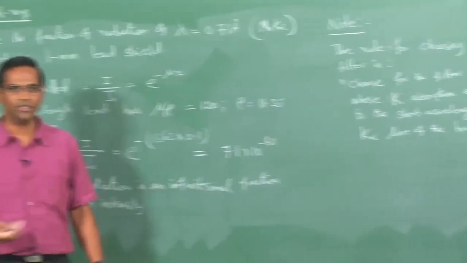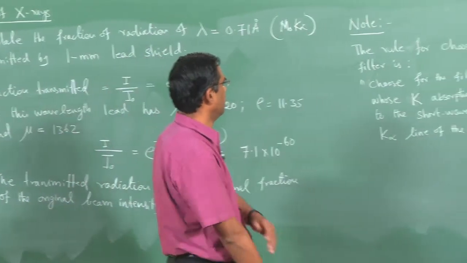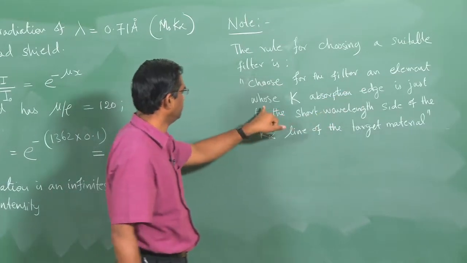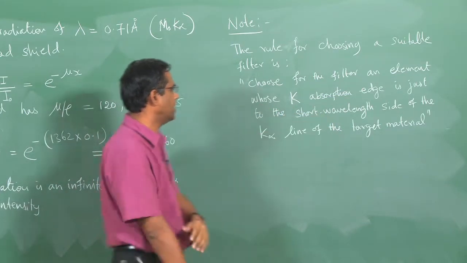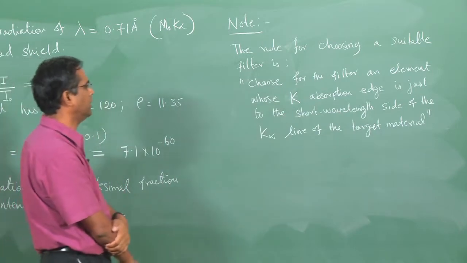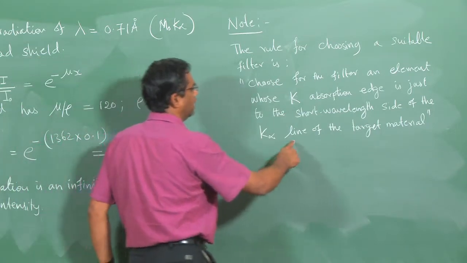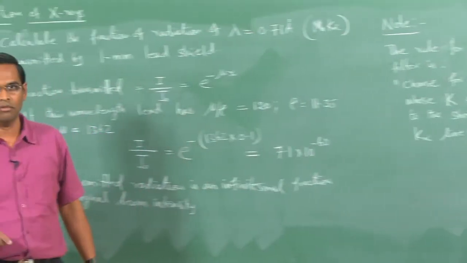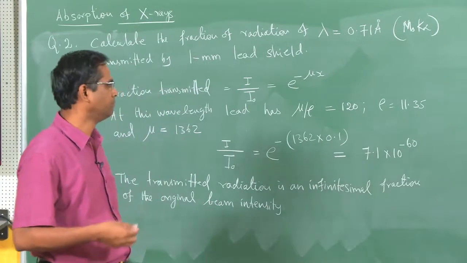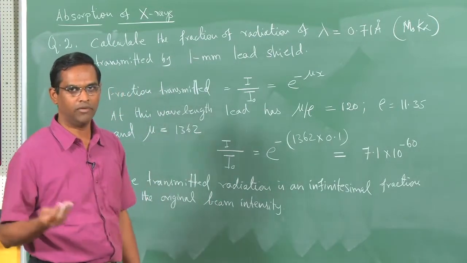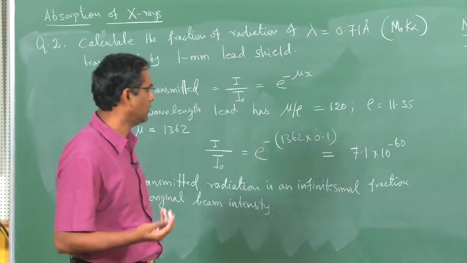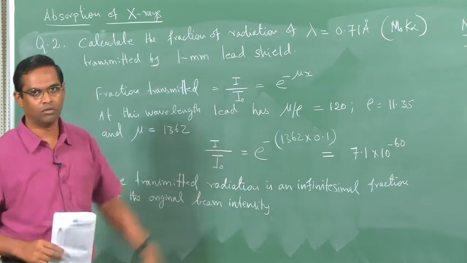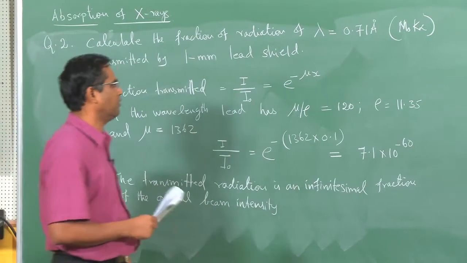So, the philosophy of choosing the filter: choose for the filter an element whose K absorption edge is just to the short wavelength side of the K alpha line of the target material. So that you will have an effective filtering, like you all must have carefully looked at in the lecture. It is nicely demonstrated. These problems also we are working around this philosophy only.